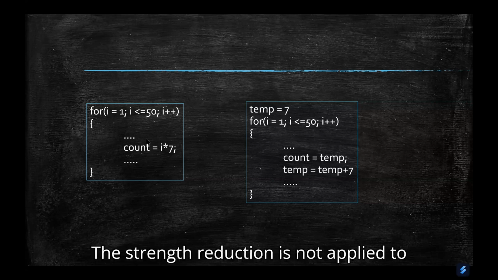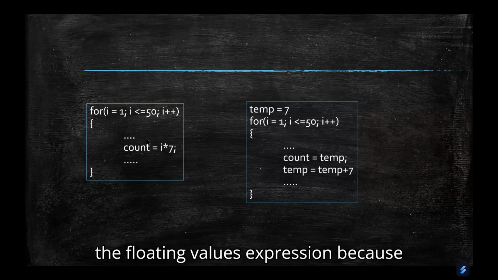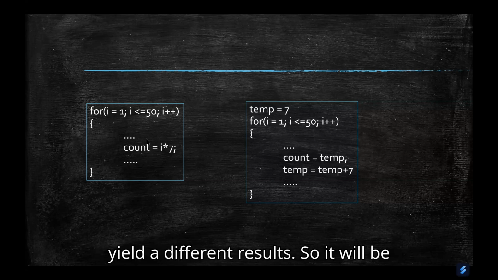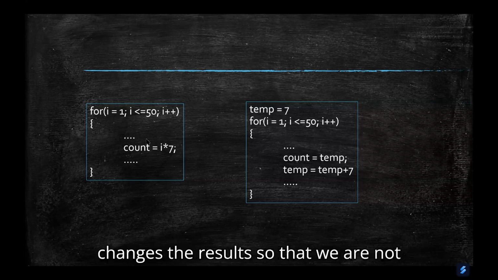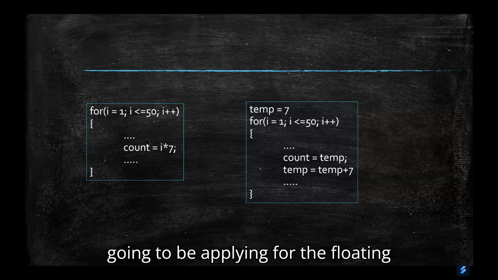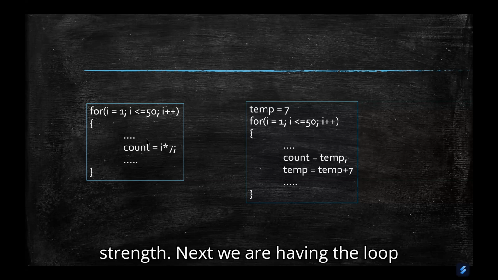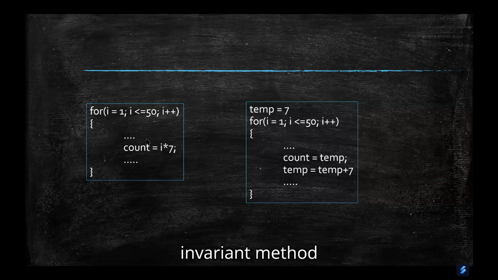The strength reduction is not applied to floating point expressions because such a use may yield different results. It will change the results, so we are not going to apply the reduction in strength to floating values. Next, we have the loop invariant method.